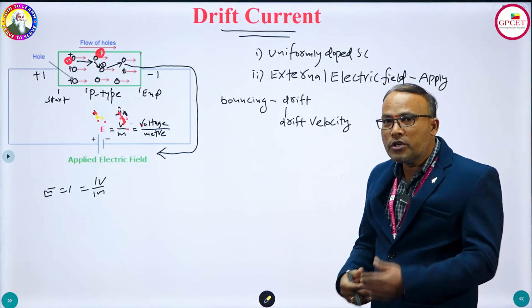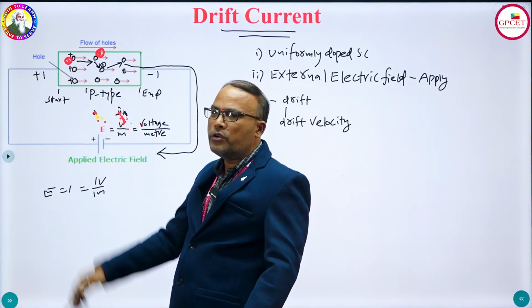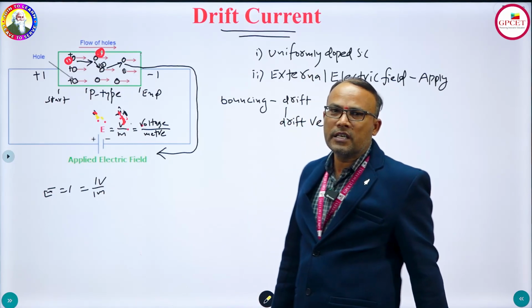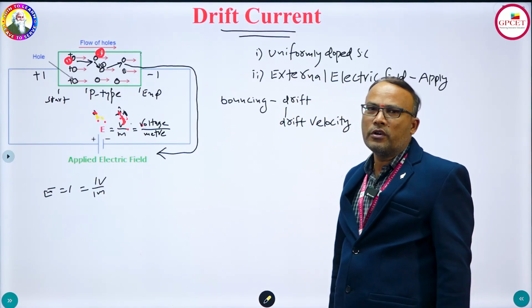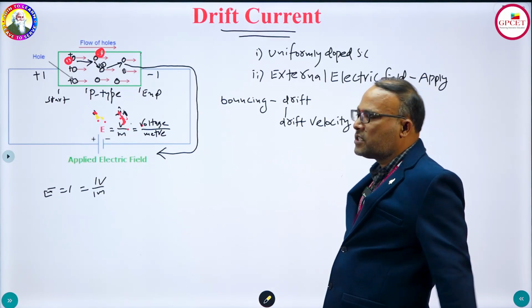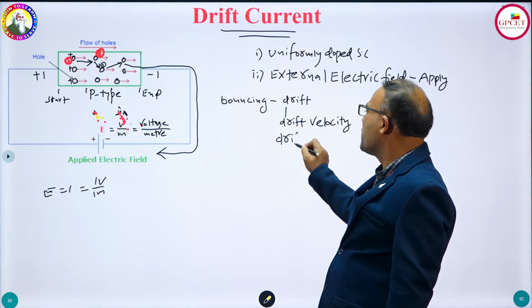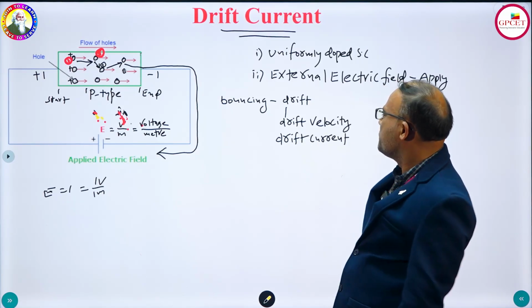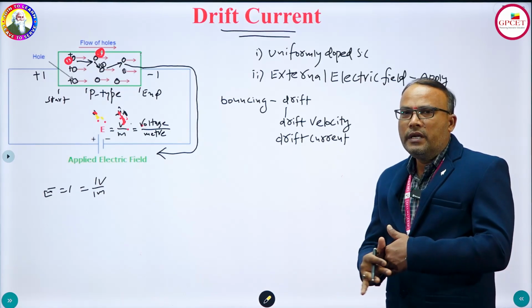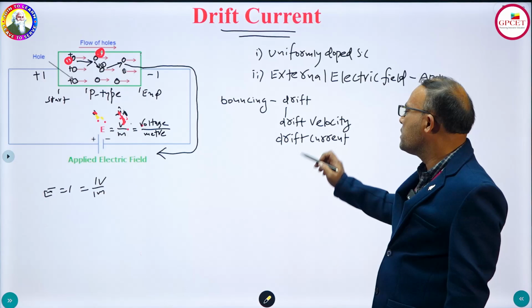And the current is produced because the charge carrier, that is the hole, is moving from this position to this position. So hole current exists here because it is moving from one point to another point. As the hole current exists due to drift, that current is called drift current. So here we are learning two important points: drift velocity and drift current.